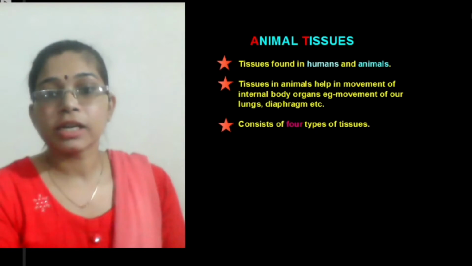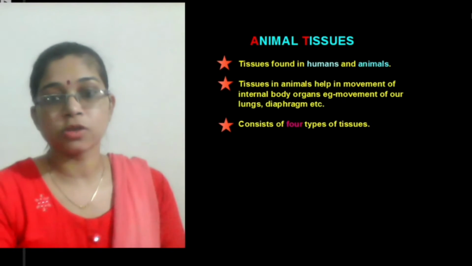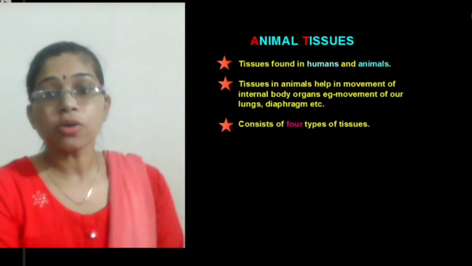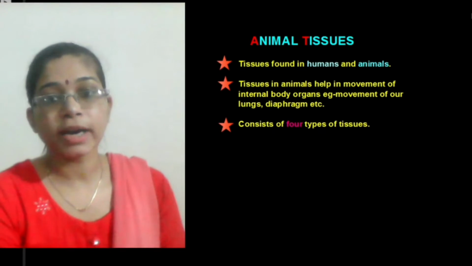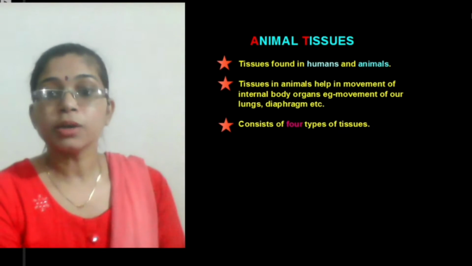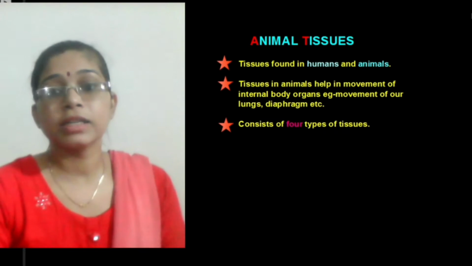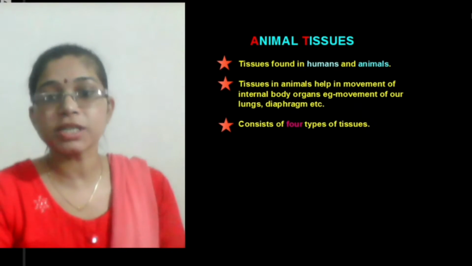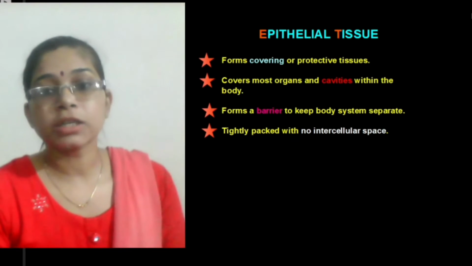First of all, what is animal tissue? We know the tissues which are present in animals are known as animal tissues. Now, first of all, what is a tissue? A group of cells is known as a tissue. Now, these tissues are helpful in movement of internal organs as well as external organs. These animal tissues, as I have already mentioned, are of four types. The first one is epithelial tissue.